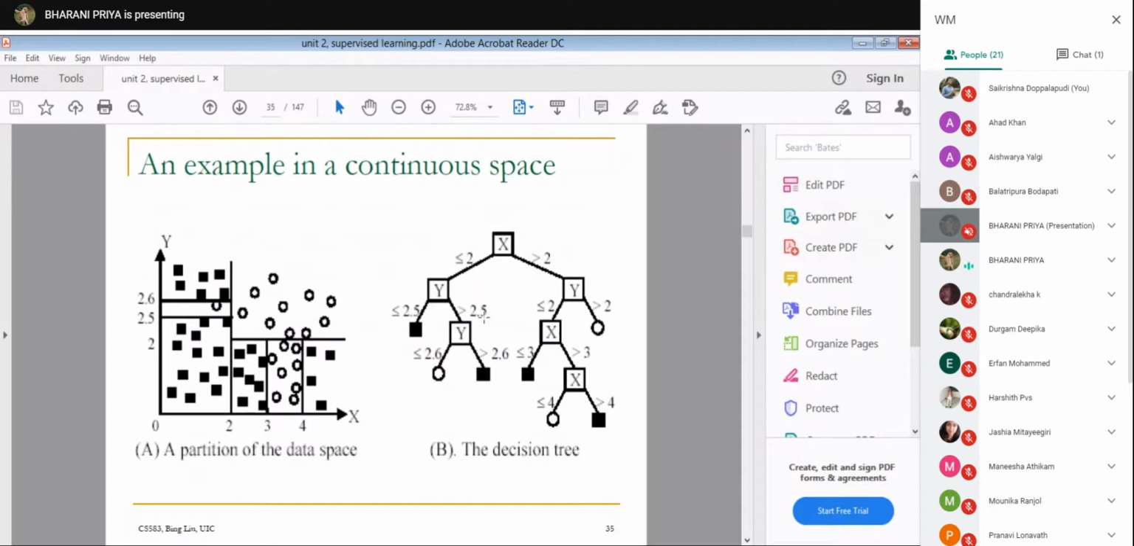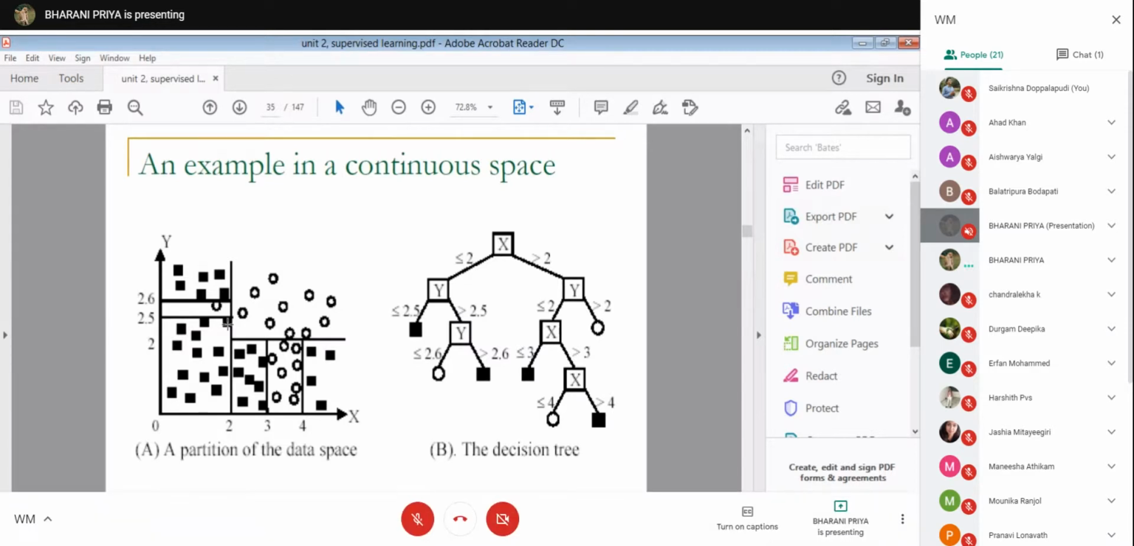The decision tree is represented in a graph. For example, you have x values and y values, represented on the x axis and y axis. When x is less than or equal to 2 and y is less than 2.5, you will have all the square points in this space. Have you understood the diagram?